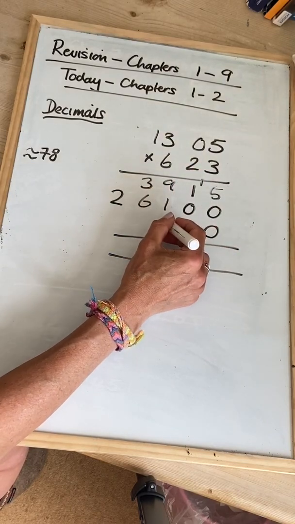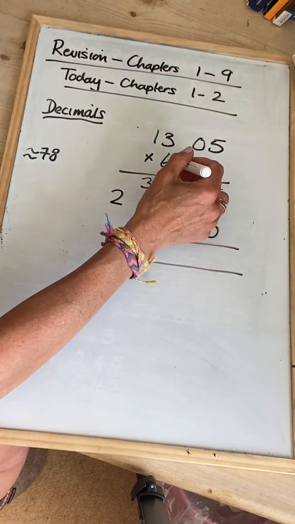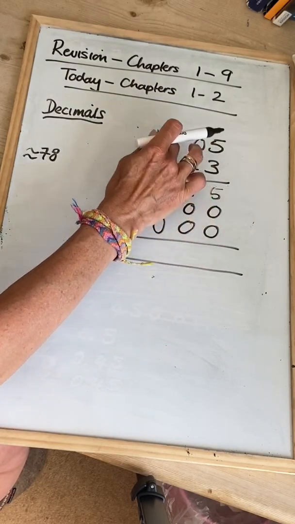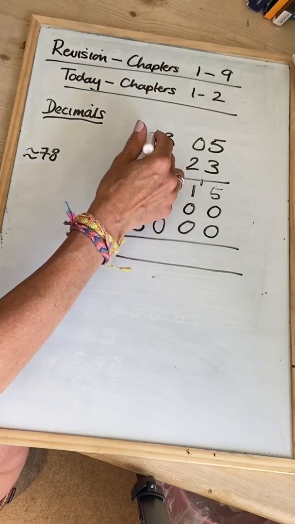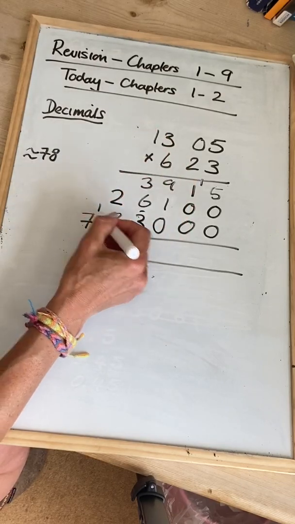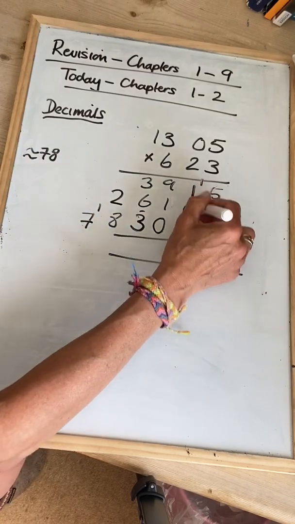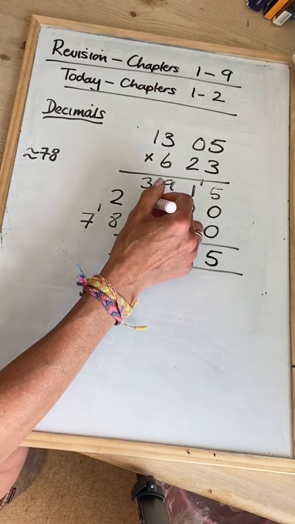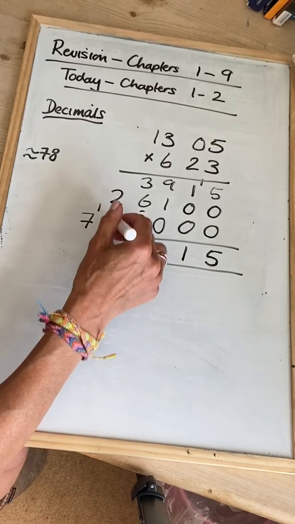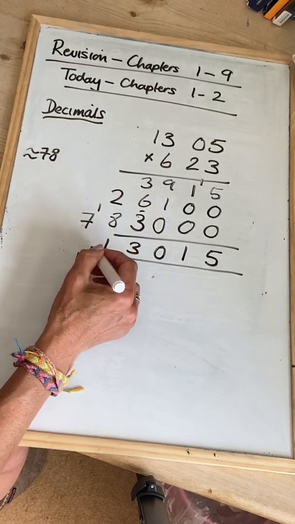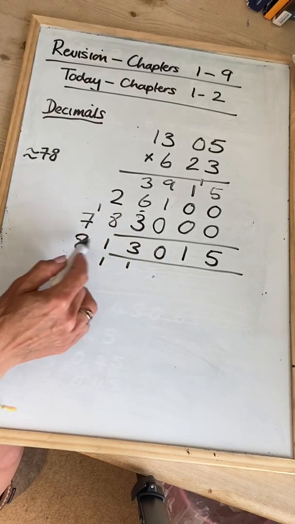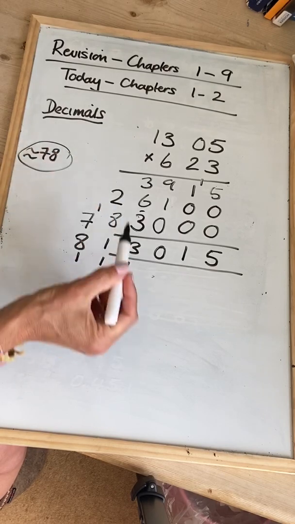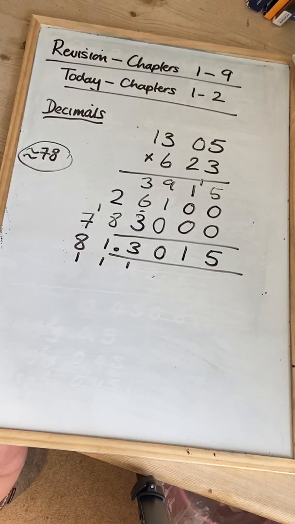6 5s are 30, 0 and carry the 3. 6 zeros are 0, so that becomes a 3. 6 3s are 18, 8 down, carry the 1. 6 1s are 6, plus 1 is 7. So I'm going to put all my digits in by adding up. 0, carry the 1. 4, 10, 13, carry the 1, 9, 11, carry the 1, 8. Now I've got 813,015. I know that I've got an answer that's roughly 78, so my decimal place would go there.